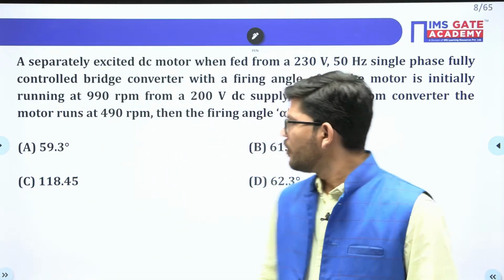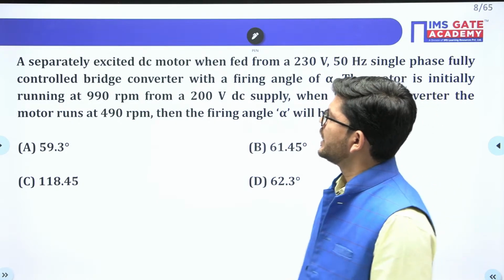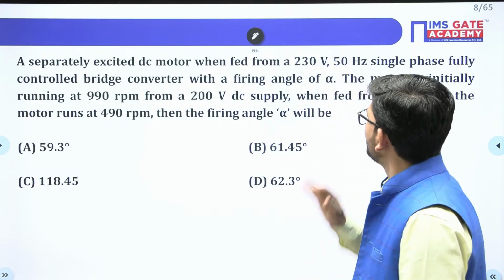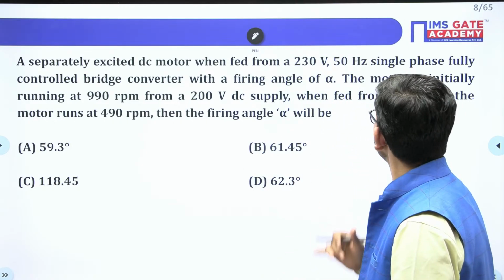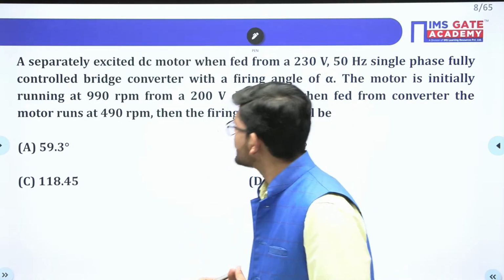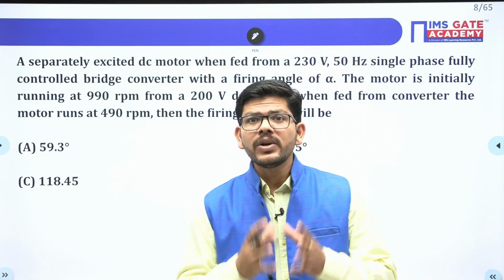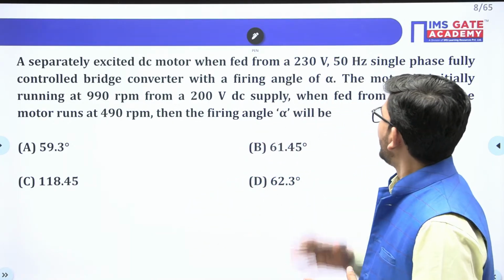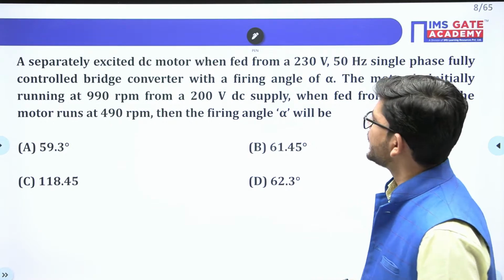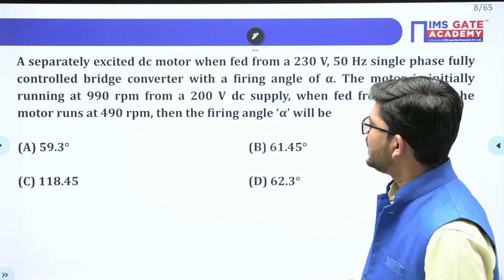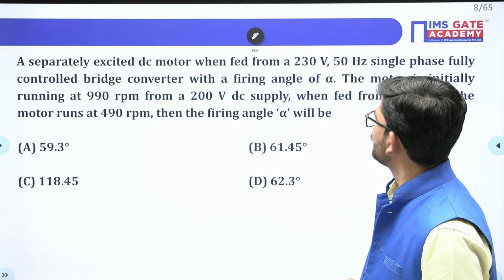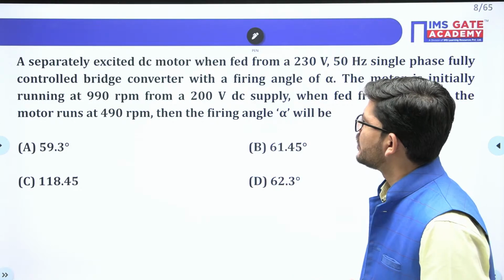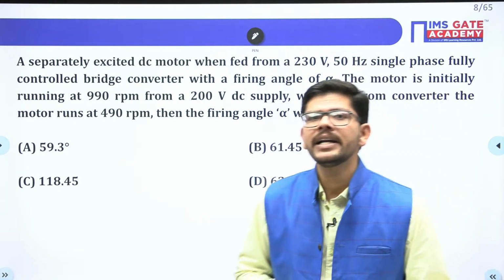Okay, now talking about the next question. In the next question we have a separately excited DC motor when fed from a 230 volt 50 hertz single phase fully controlled bridge converter. Okay, single phase fully controlled bridge converter is involved here. With a firing angle of alpha, the motor is initially running at 990 rpm from a 200 volt DC supply. When fed from the converter, the motor runs at 490 rpm. Then we have to find the firing angle.